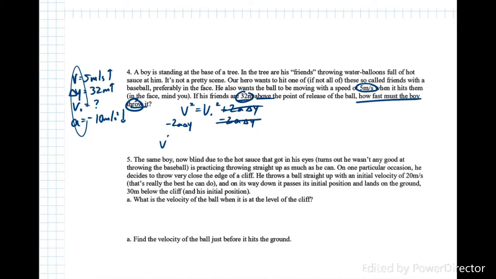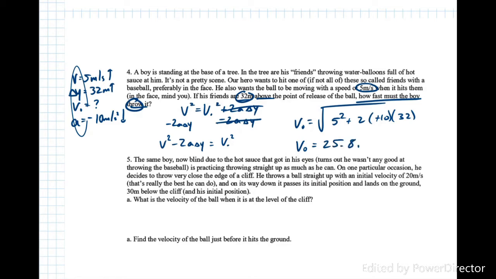That goes away, and I've got v squared minus 2a delta y is equal to v0 squared. So v0 is the square root of 5 squared minus 2 times negative 10 times 32. Those negative signs cancel out. We end up adding them, which is good because we want the initial velocity to be bigger than the final velocity. Get 25.8 meters per second.